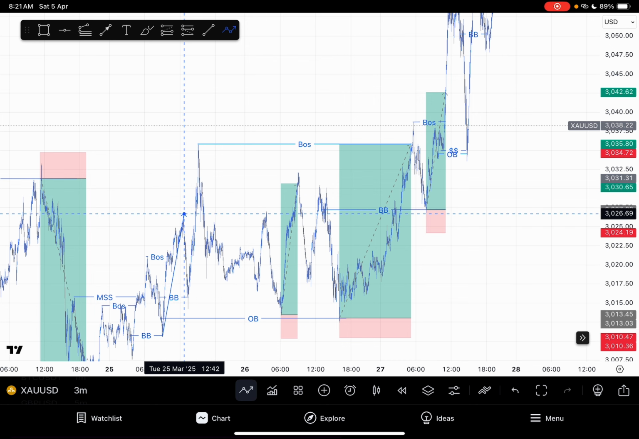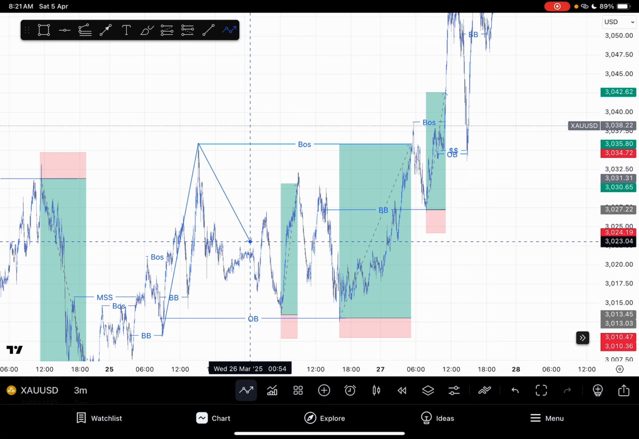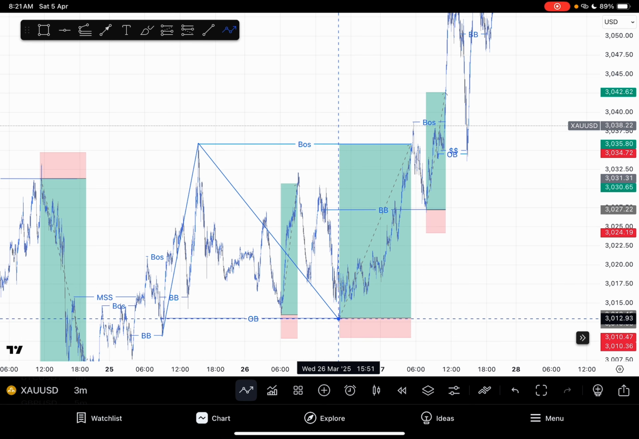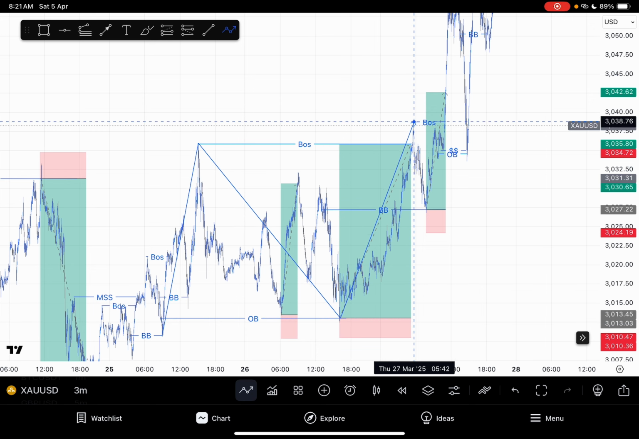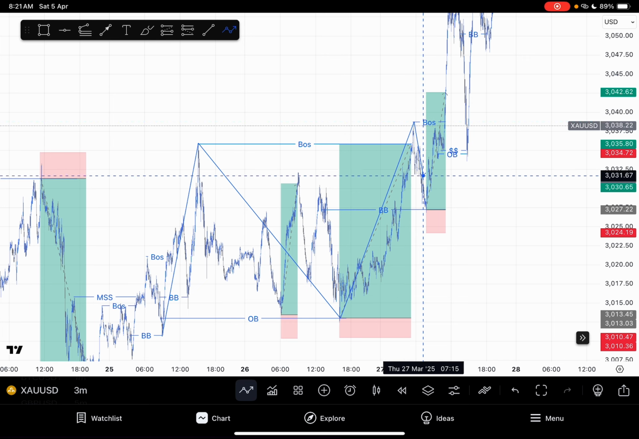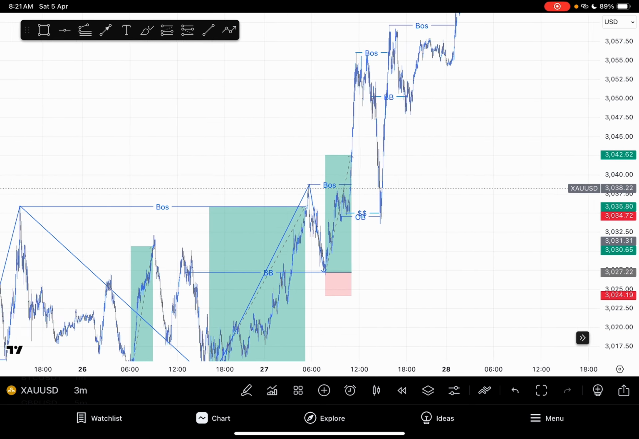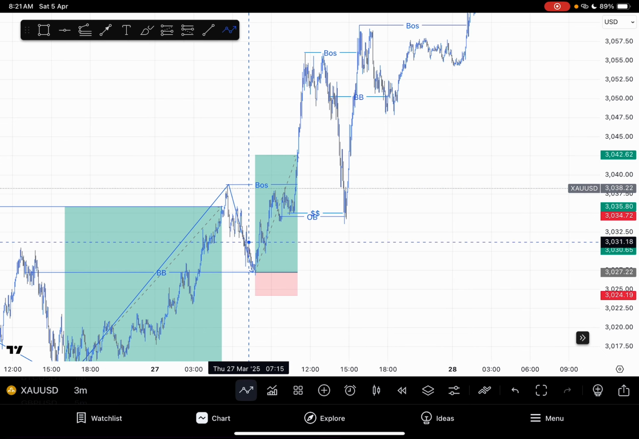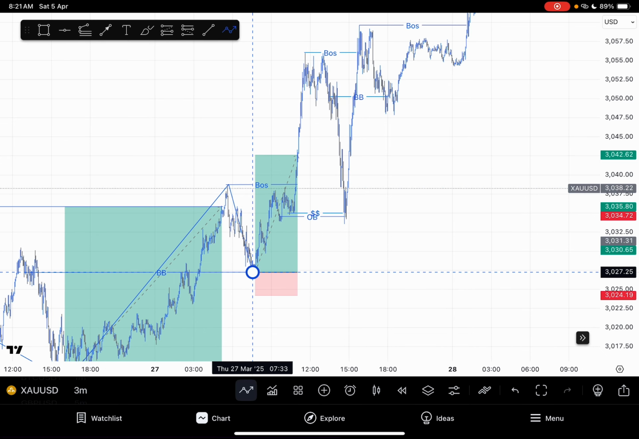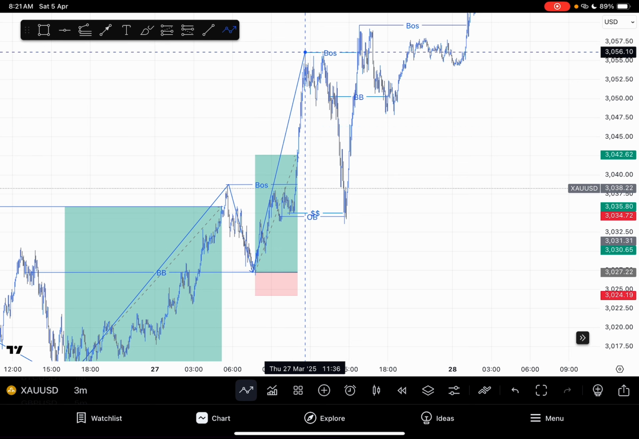The break of structure came back to retest on a breaker block, but let's not focus on that. Let's just use the normal break of structure. So price pushed up, came back again to retest on the order block before pushing to the upside again, creating a break of structure. Now this break of structure came back again to retest on a breaker block. Now the breaker block led to another break of structure.